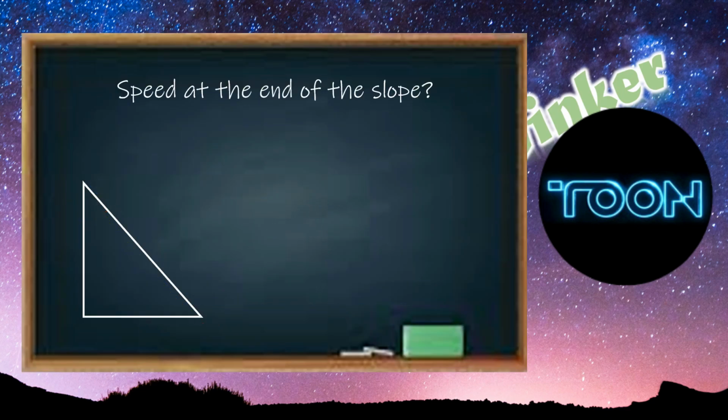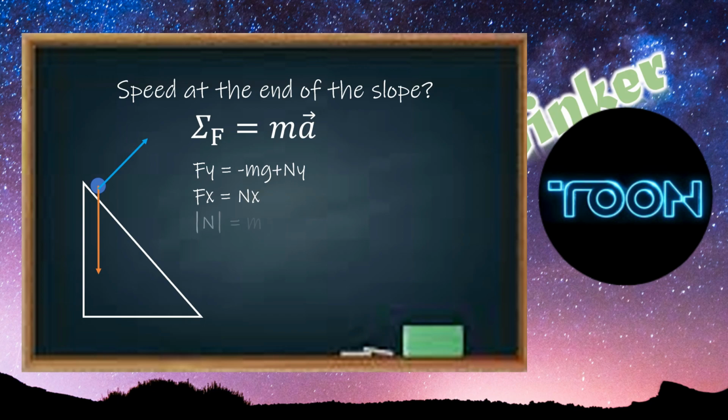Let's start by finding the speed of the ball at the bottom of the slope. This is a movement under the influence of gravity and normal. The force of gravity is mg, and the normal is mg times the sine of the angle. The sine of 45 degrees is 1 divided by the square root of 2, so the size of the normal is mg over root 2.